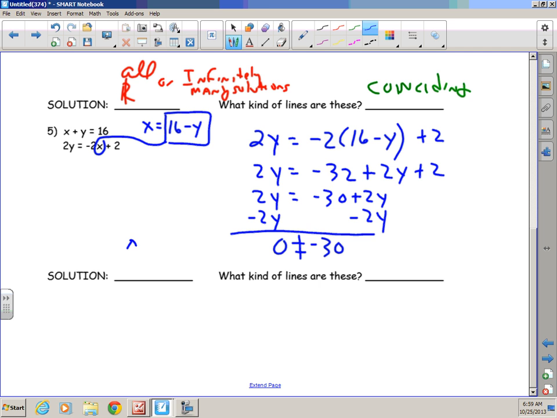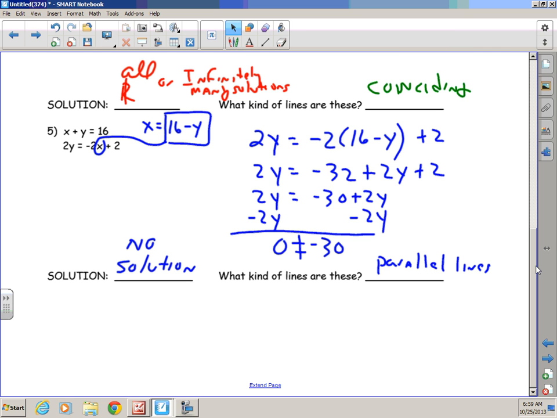So, what's the deal here? No solution. What would happen if you graph these? They would be parallel lines. And if you solve this so that x and y were on the same side, what you'll see is the x and the y were multiplied by 2, but the number was multiplied by 8. That means it has the same slope, but a different y-intercept.